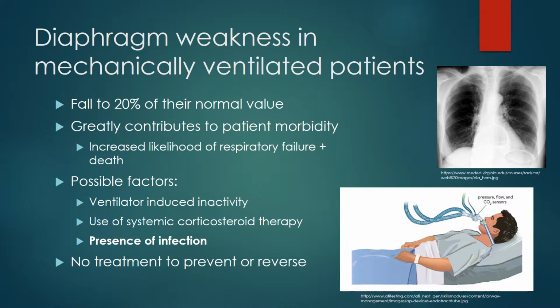For these patients that are critically ill, the force-generating capacity of the diaphragm drops to 20% of its normal value. This means much more difficulty breathing and also contributes to patient morbidity, so there's an increased likelihood of respiratory failure and death. Research has been done to try to understand why this weakness occurs, but it still isn't clear.